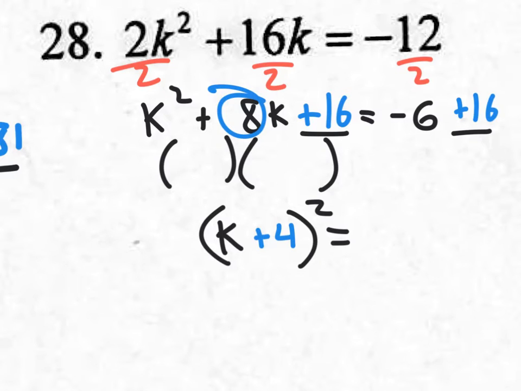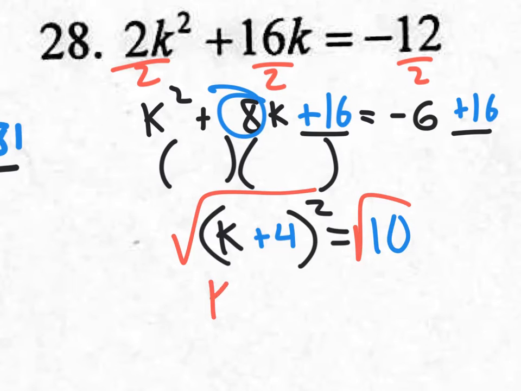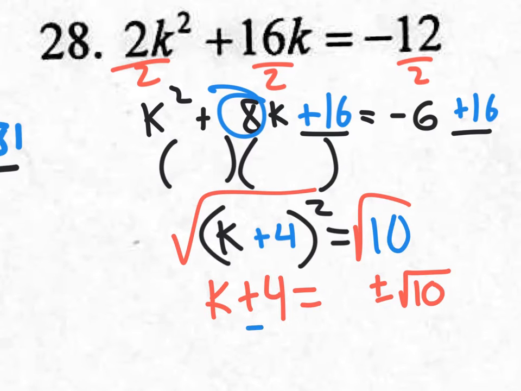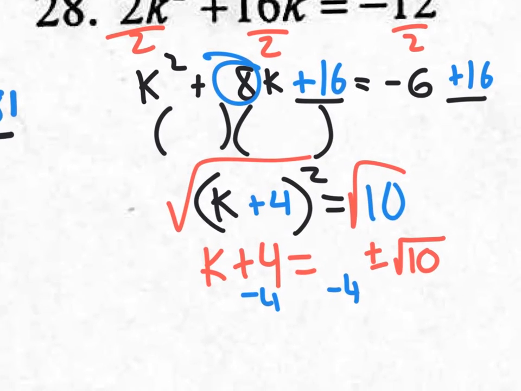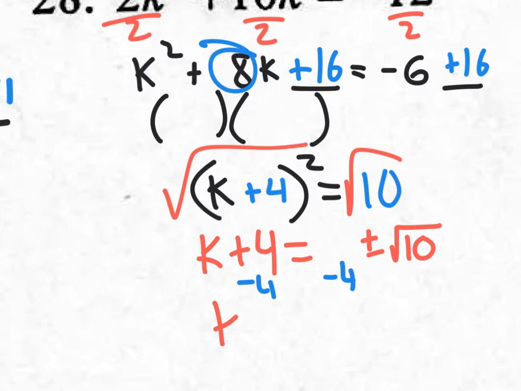That's going to be 10. And now let's apply a square root here, square root there. You'll have k plus 4 equals what? Plus or minus, you have to remember the plus or minus, square root of 10. And for my final step, I need to subtract 4 here, subtract 4 over here. So my answer will be k equals -4 plus or minus square root of 10.